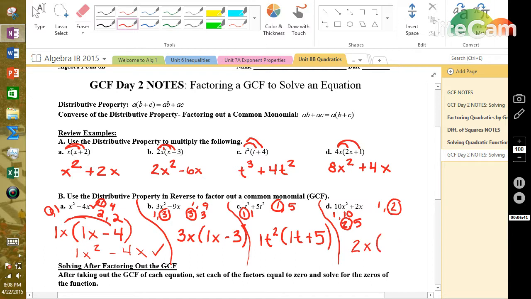Now I see what's left over. I ask 2 times what will give me 10? The answer is 5. There were 2 x's. I took 1 out, so there's 1 x left. So now I'm on to the second term. 2 times what will give me 2? The answer is 1. There was an x to start. I took 1 out, so there are no x's left over.